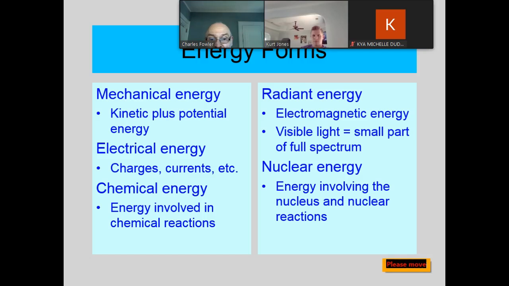Now, nuclear energy, guess what? That's where the light came from in the first place. That's energy involving the nucleus and nuclear reactions. The sun and all the other stars are great big balls of nuclear reactions. Okay? Those are usually fusion reactions, where you're fusing small atoms into larger ones. On the sun, hydrogen is being fused into helium. But as a byproduct of that, enormous amounts of energy are leaving the sun.